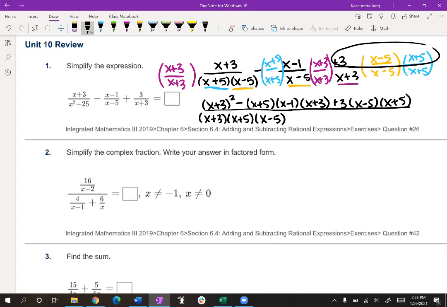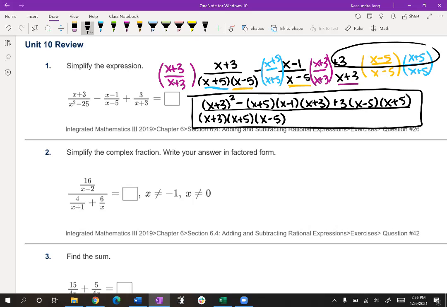If you want to simplify, you will have to in the future. You'd have to do all the distributing and everything and simplify the numerator down. You can leave the denominator the way it is, but simplifying the numerator will take a little while. But I do think Big Ideas accepts this the way it is.